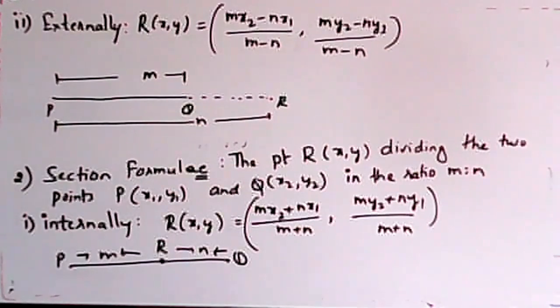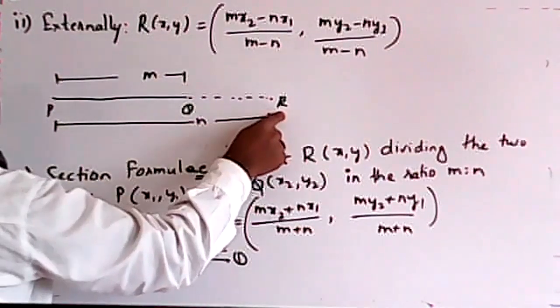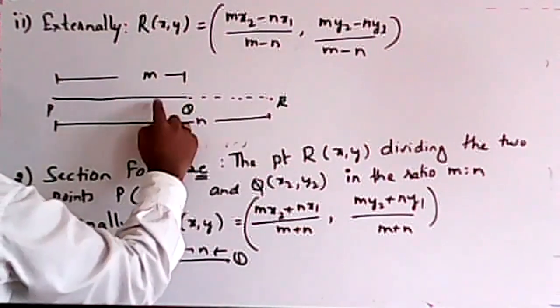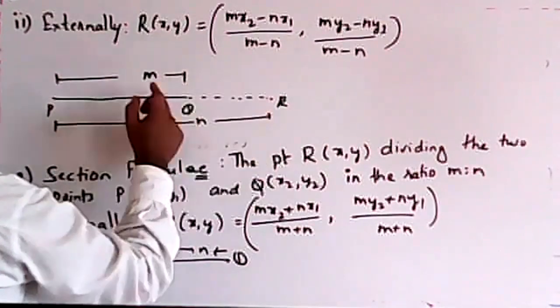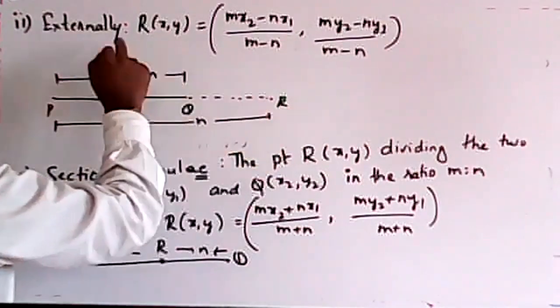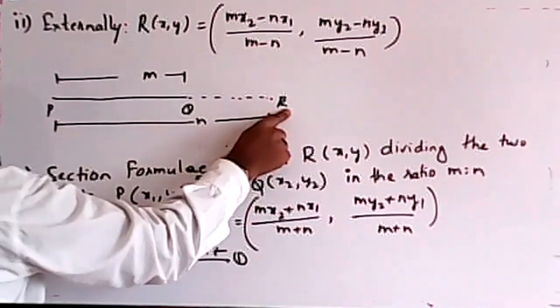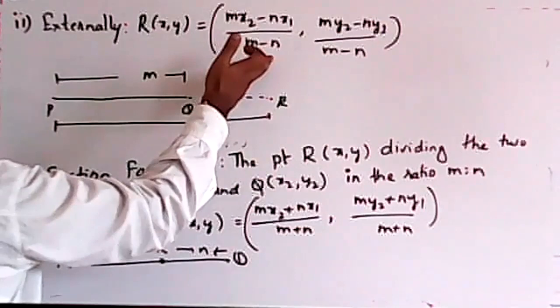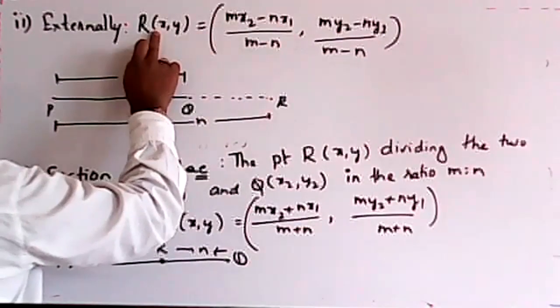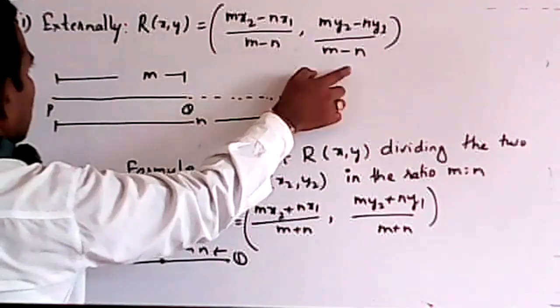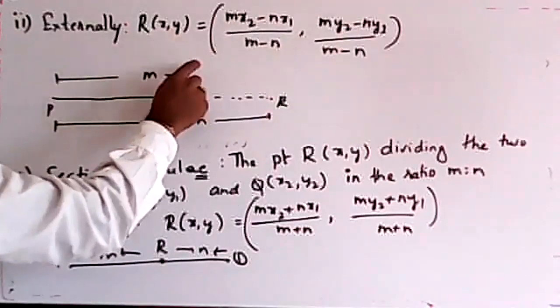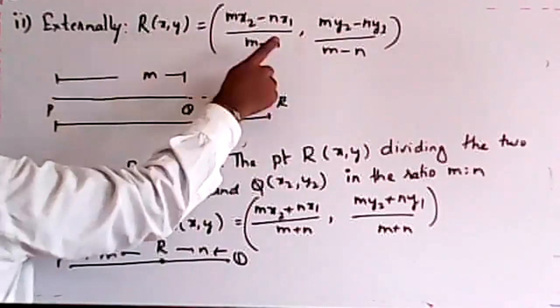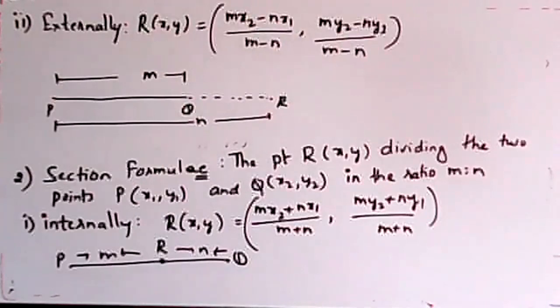So in this way, the point R is dividing PQ, the 2 points, outside the line, that's external. So in that time, the coordinates of R will be given m x2 minus n x1 divided by m minus n, that is x coordinate. m y2 minus n y1 divided by m minus n, that is y coordinate. All x's for x coordinate, all y's for y coordinate, right? Okay.